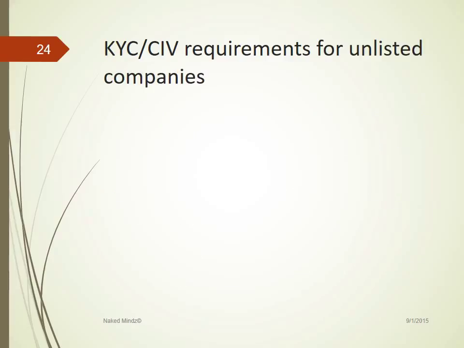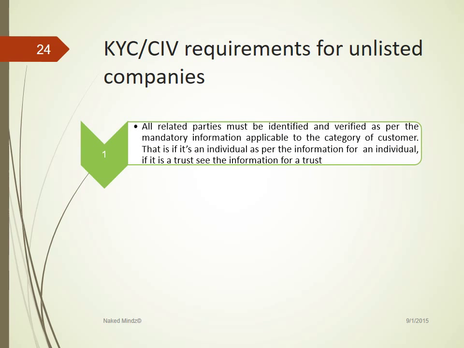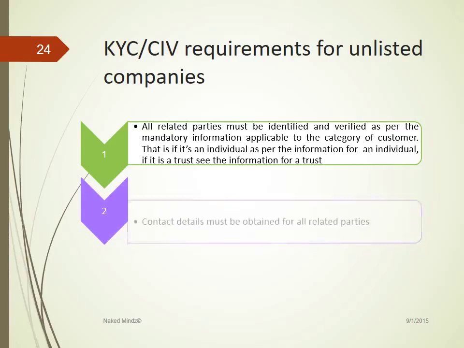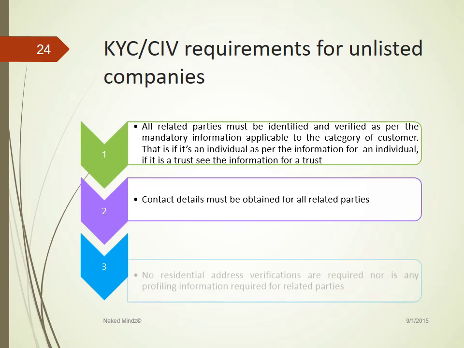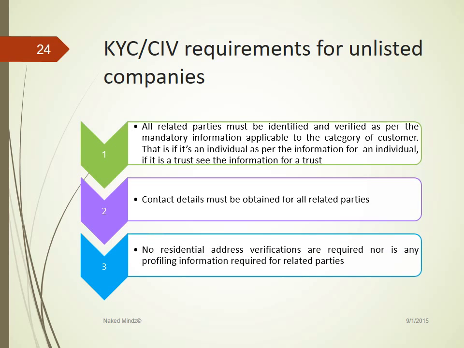The KYC CIV requirements for unlisted companies would include the mandatory information as per the category of customer. This could be an individual or it could be a trust. The contact details must be obtained for all related parties, and no residential address verifications are required, nor is any profiling information required for the various parties.